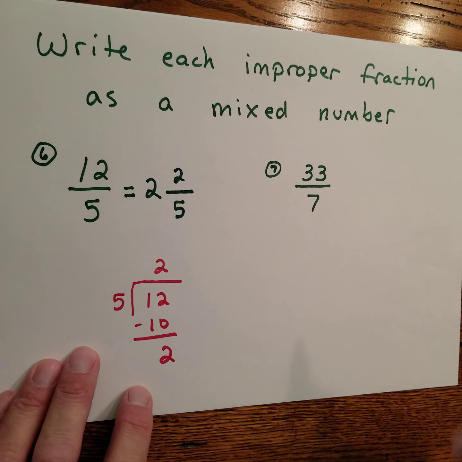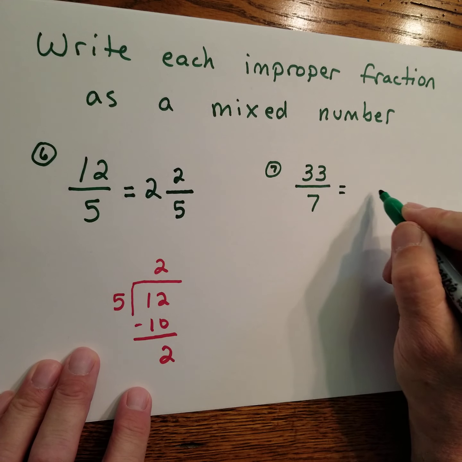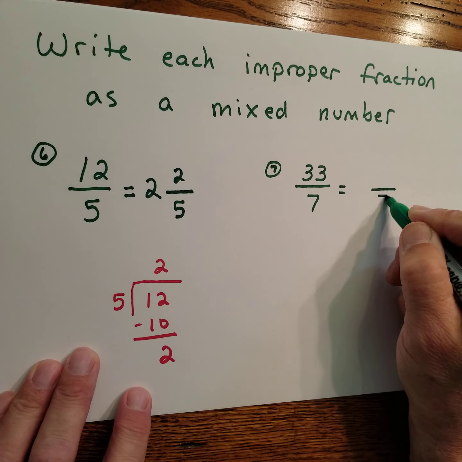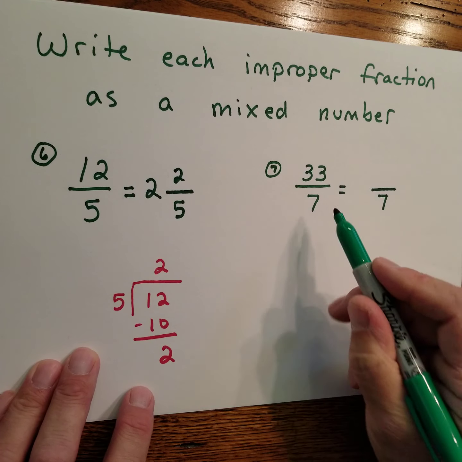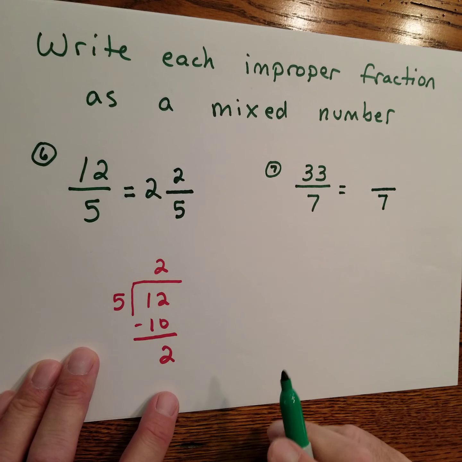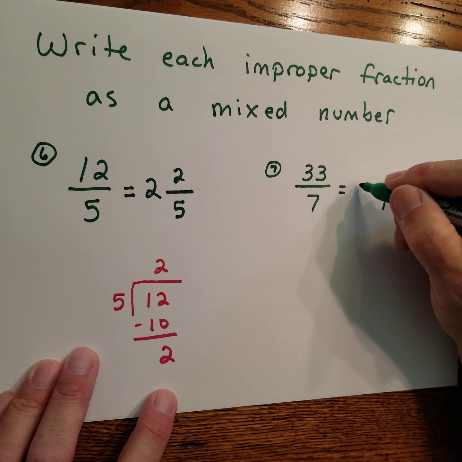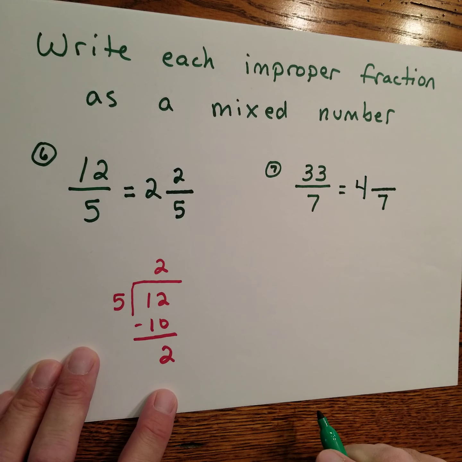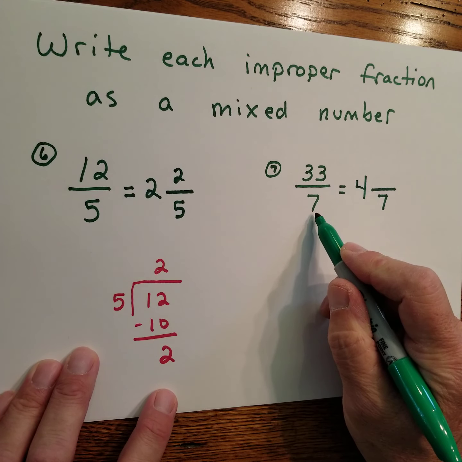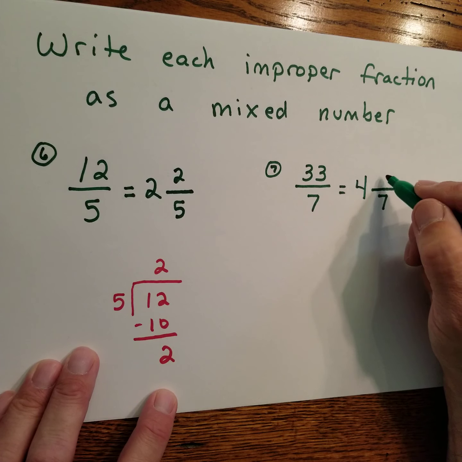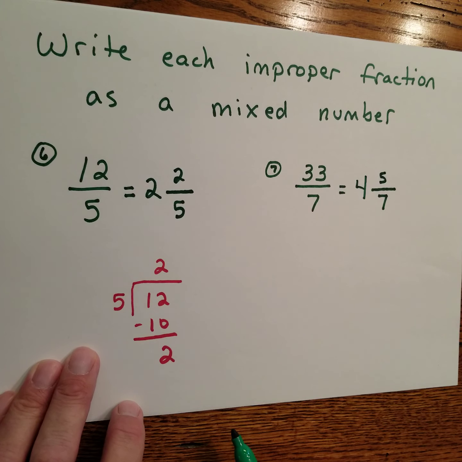Let's try the same thing on number 7. I know my denominator will be 7. How many times does 7 go into 33? 7 goes into 33 4 times. 4 times 7 is 28. From 33, that's a remainder of 5.